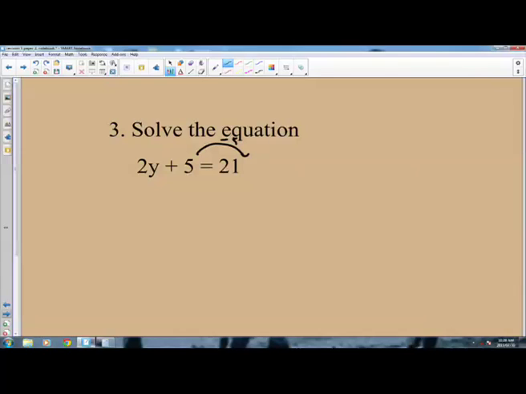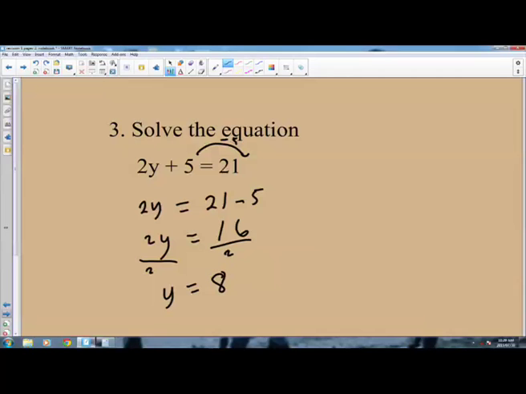So this will be 2y is equal to 21 minus 5, because it was positive. Now, when you subtract 5 on both sides, 2y equals 21 minus 5. And then this will simply mean 2y is equal to, what is 21 minus 5? This is 16. And then you can divide both sides by 2. So your y will be equal to 8. y is equal to 8.